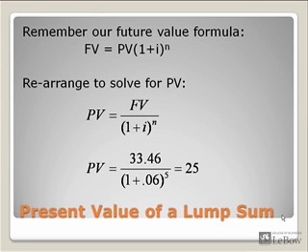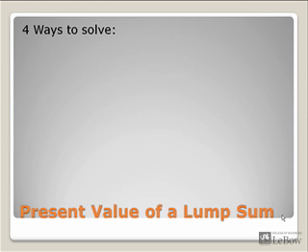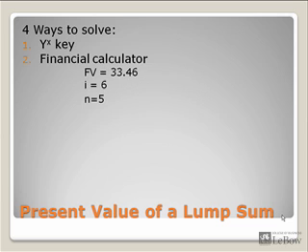We can see here that this is simply the opposite of the compounding scenario that we did when we were talking about future value of a lump sum. Now again, there are various ways to solve this problem. We can use the y to the x key on our calculator, as we did in our previous time value of money calculations. We could use the financial calculator. Here we're going to input the variables of future value equal to 33.46, the interest equal to 6, n equal to 5, and we're going to compute our present value. In this case, the result is going to be a negative $25.